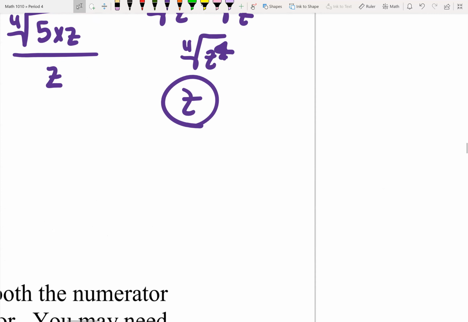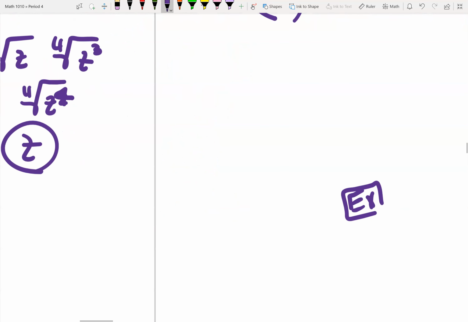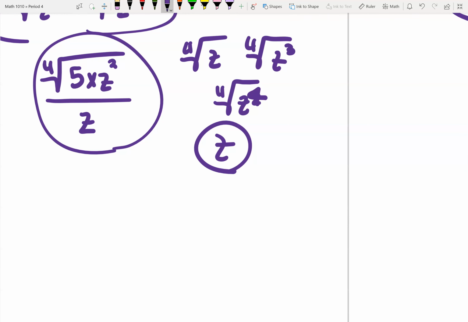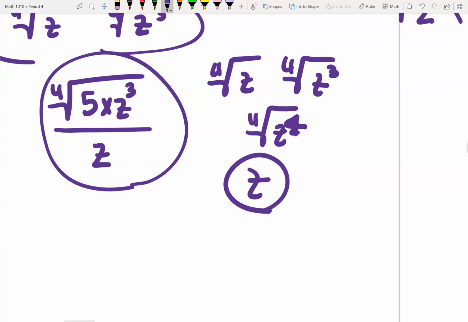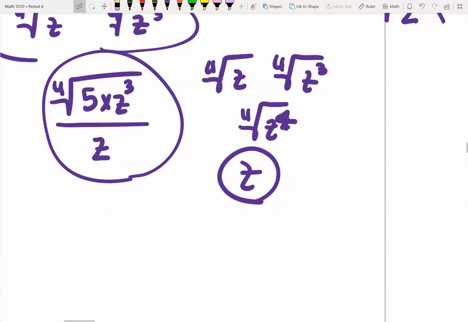Let's come back over here. And yes, that's your answer right there. Okay? Z to the, oh, this should be a z to the 3rd. Make that a 3rd. Guys, look at that last problem. And there's your answer. The fourth root of 5x z to the 3rd over z.